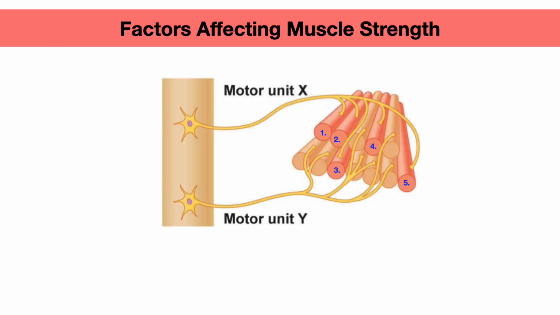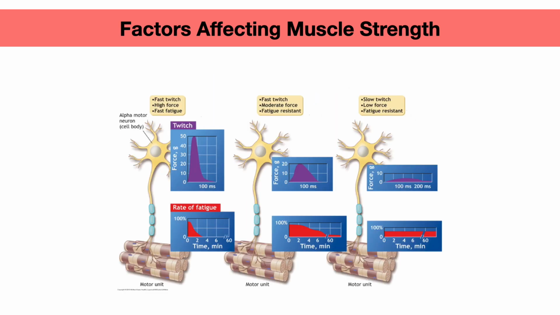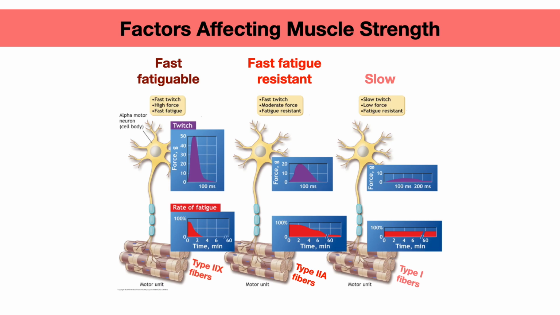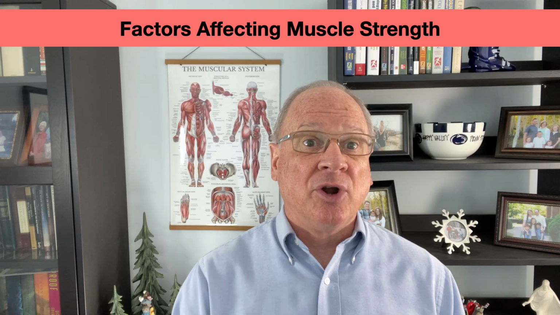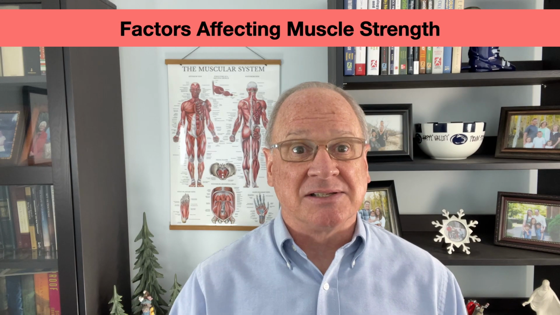Let's get started. Muscle strength or force production begins with motor units, which are the neurons and all the muscle fibers they stimulate. These neurons transmit impulses at different rates. Slow motor units stimulate slower type 1 muscle fibers. Fast fatigue resistant motor units stimulate type 2A fibers, while fast fatigable motor units stimulate type 2X fibers. The terms fast and slow are relative, as the impulses in slow neurons travel at about 110 miles an hour.